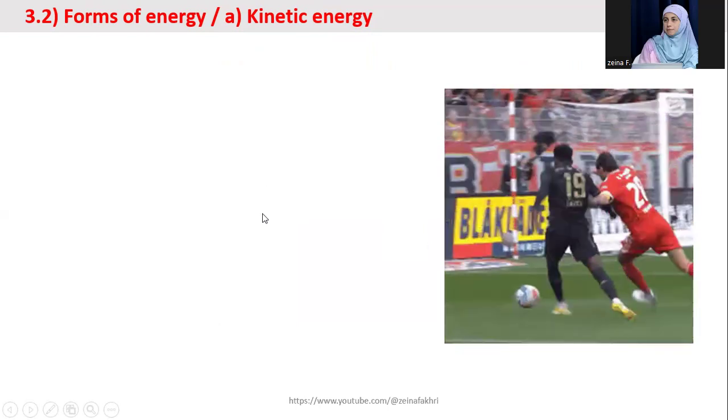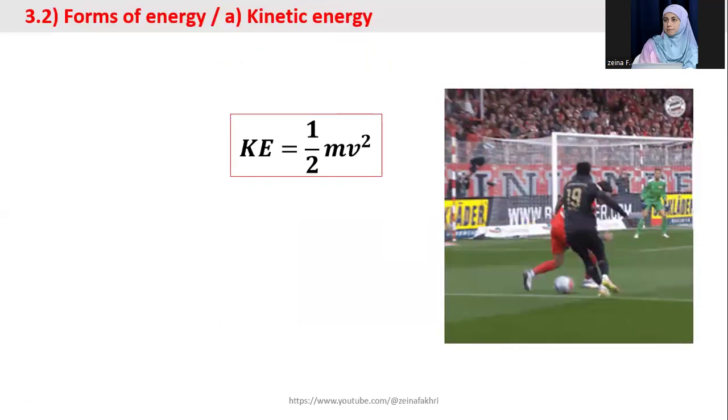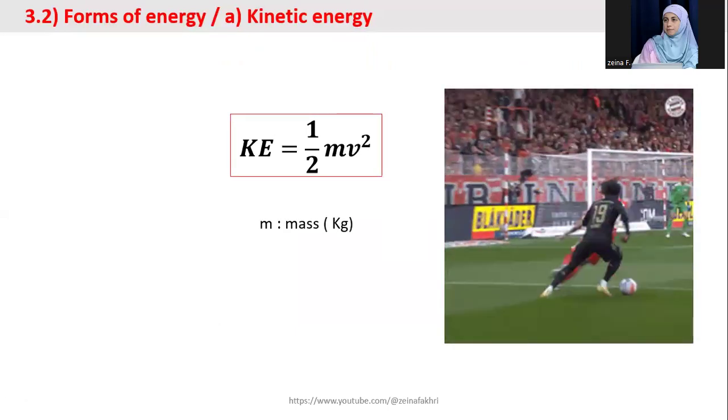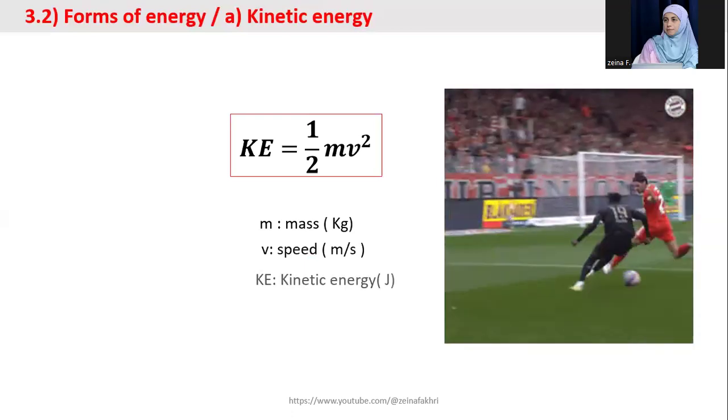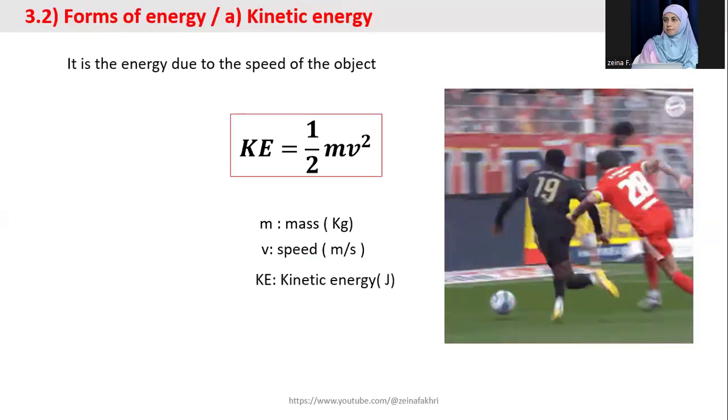So how do you write the formula? The kinetic energy is given by half the mass multiplied by the speed square, v square. The mass must be in kilogram, the speed must be in meter per second, and the kinetic energy is in joules. So it's the energy due to the speed.